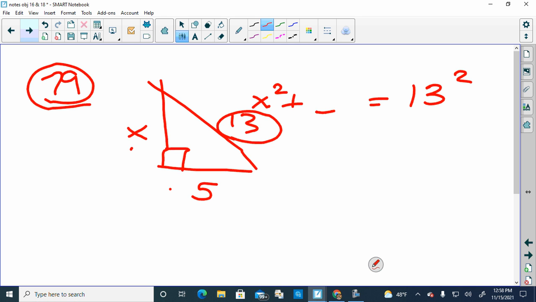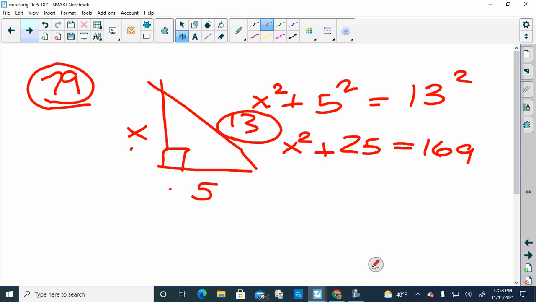So we would have 13 times 13, which gives me 169, plus x squared. Okay, 5 squared is 25.